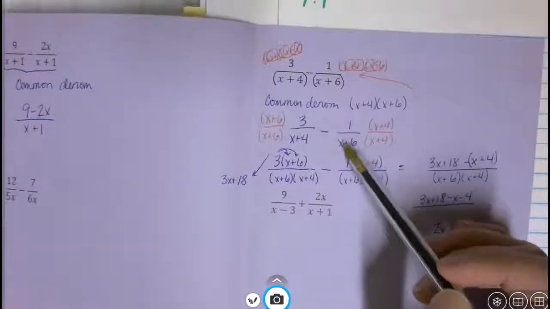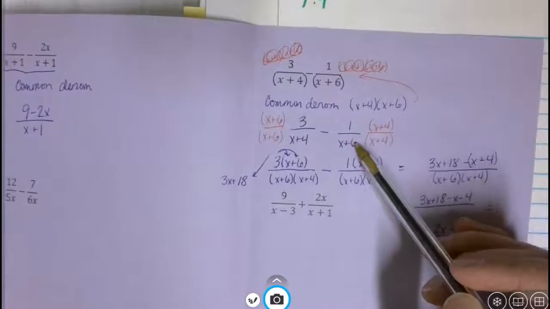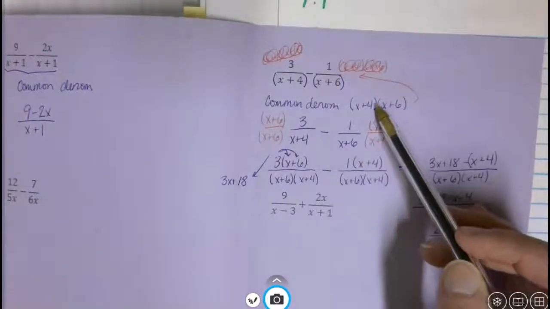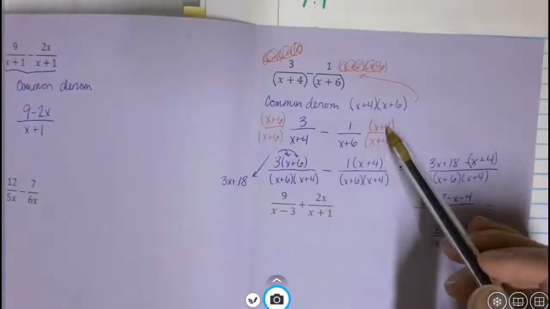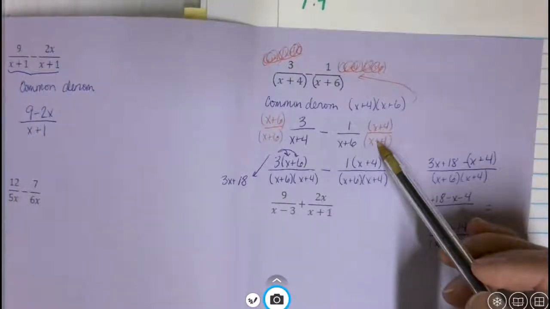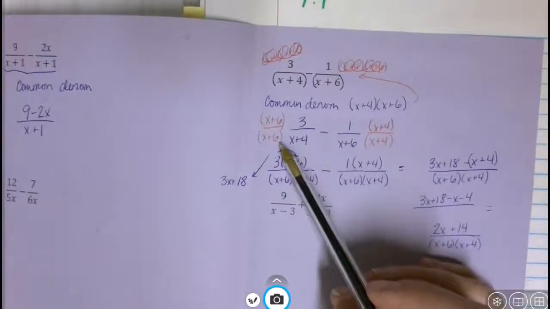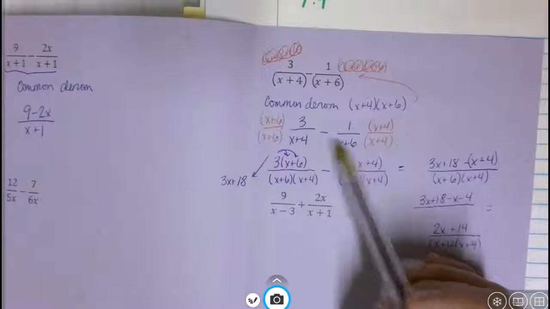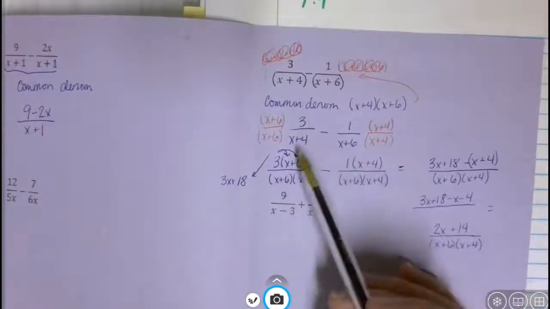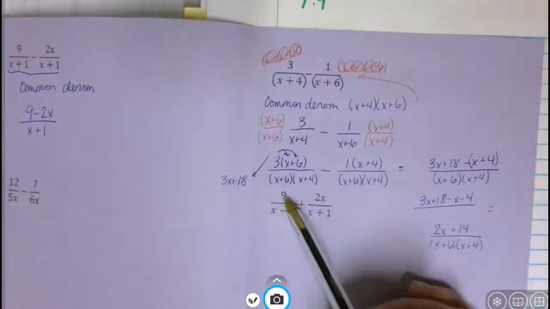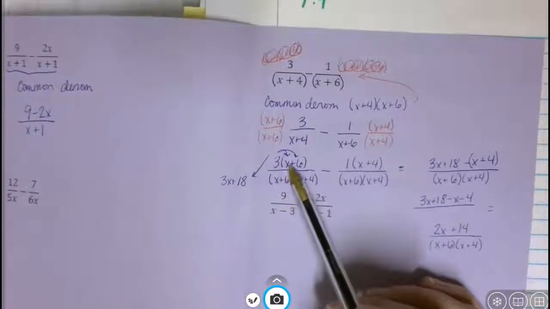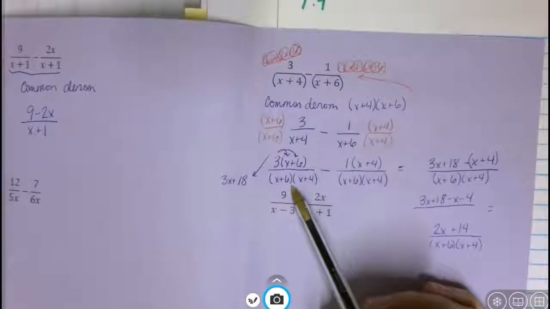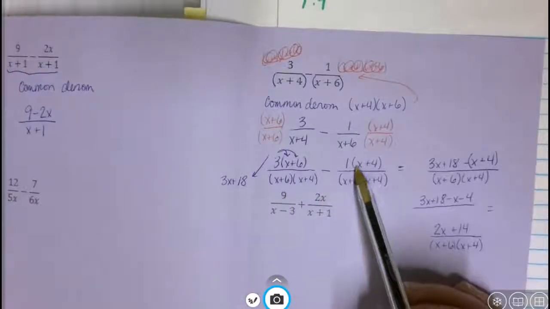Minus, I keep my original expression, but the piece that's missing in this denominator that I need to multiply by is that x plus 4. That's the missing piece, so I multiply by x plus 4 over x plus 4. Now I can go ahead and multiply these two pieces individually, don't multiply them together. So simplify this first expression. I end up with 3 times that x plus 6. Leave your denominators factored like this. And then I multiply the second one as well.